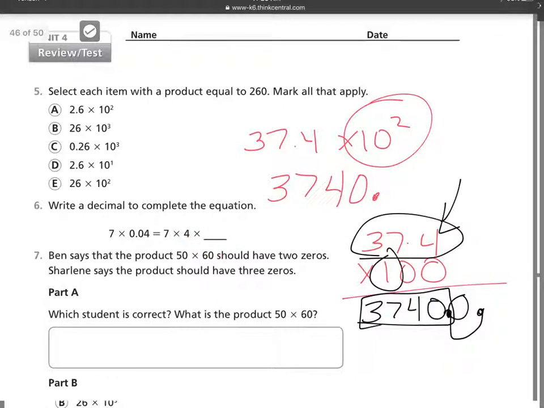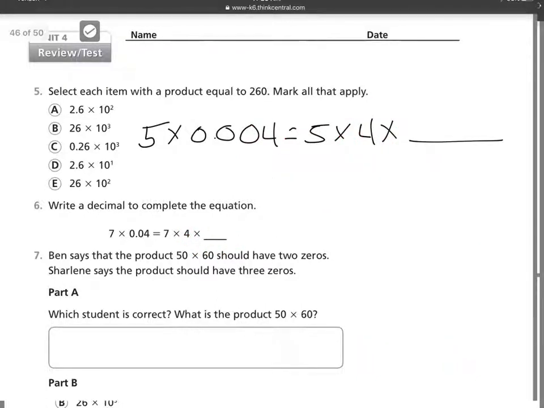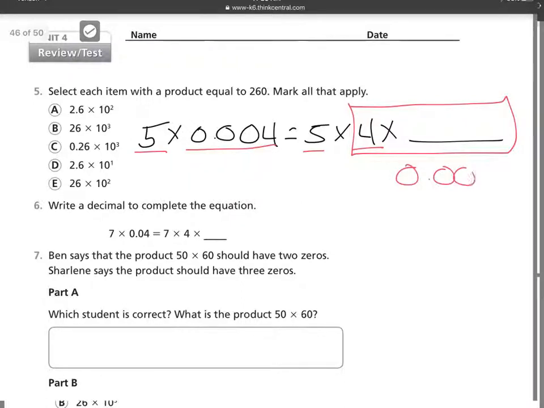Enter your answer here. So I assembled a similar problem here. We're taking 5 times 4 thousandths is the same as 5 times 4 times what? So what would I put in this box so that it will equal 4 thousandths?